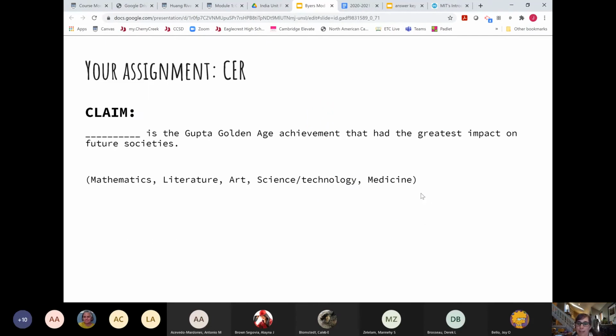Right, so that is your advancements: mathematics, literature, art, science, technology, and medicine. So take a moment and write your claim. Decide which one you think was the most important. Here's a sentence stem you can use if you like. You'll just fill in the blank with one of those achievements and write, blank is the Gupta Golden Age achievement that had the greatest impact on future societies. I'll give you a minute just to flip back and forth and write in which one you think is the most important.